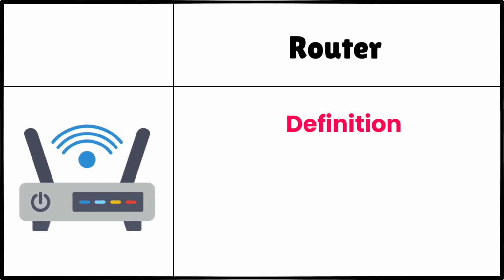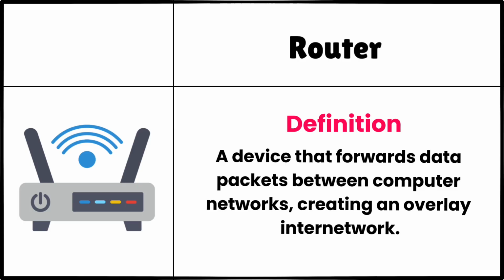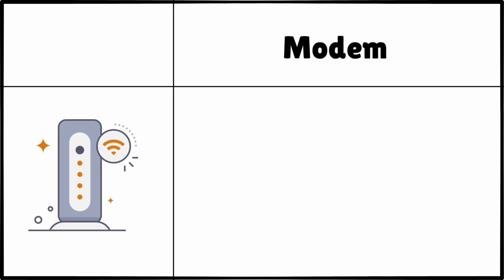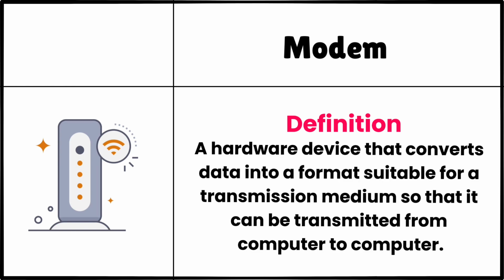Router. Definition: a device that forwards data packets between computer networks, creating an overlay internetwork. Modem. Definition: a hardware device that converts data into a format suitable for a transmission medium so that it can be transmitted from computer to computer.